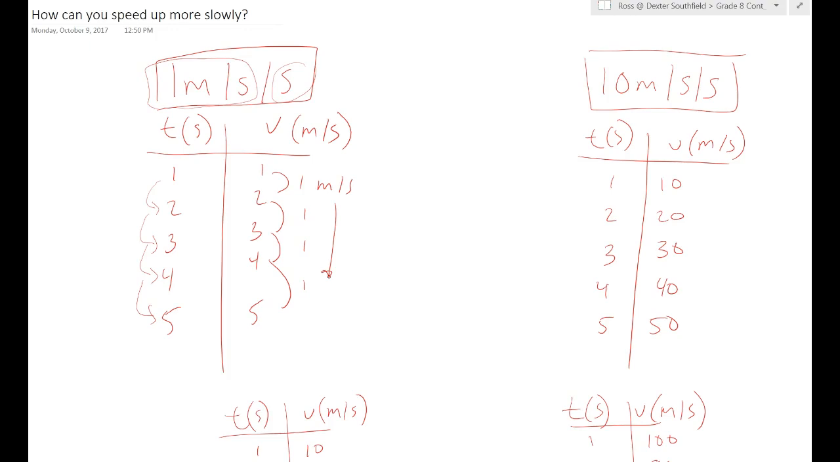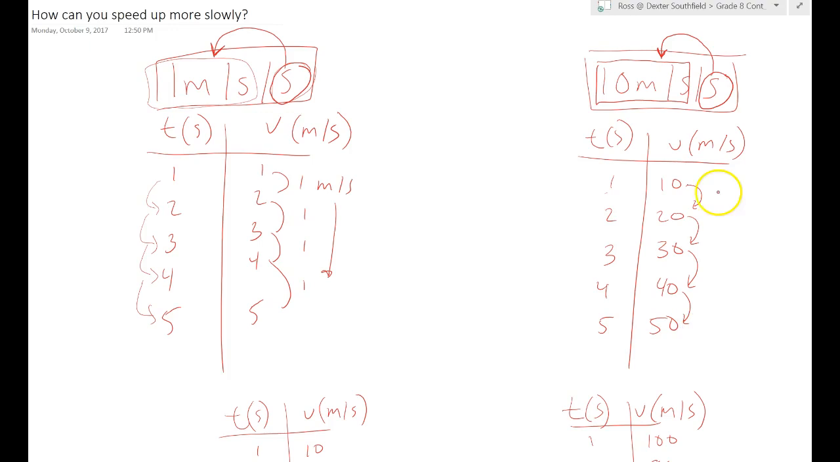After 100 seconds, you'll be going 100 meters per second. After 1,000 seconds, you'll be going 1,000 meters per second. So it just works linearly in that every single second you accelerate, you will go 1 meter per second faster. Now over here, as you can tell already, for every single second that you accelerate, you will go 10 meters per second faster.